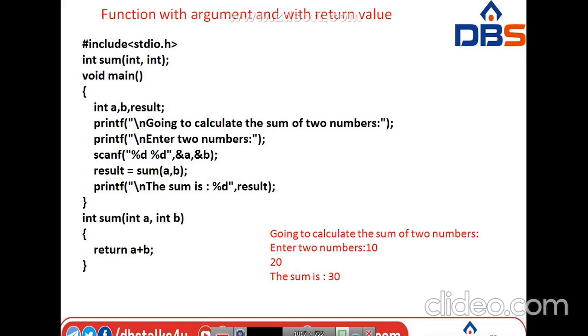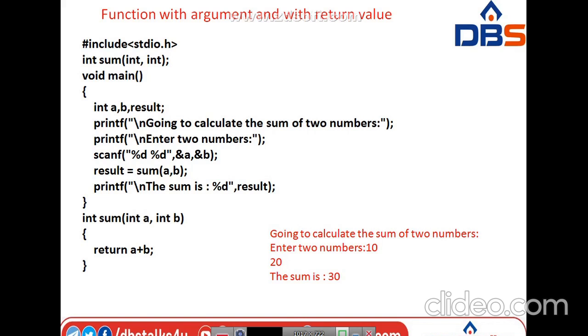Again, here result equal to sum of a comma b. It is a function call. So whenever a function call occurs, automatically the cursor will go and execute the function definition. What is the function definition? See, int sum int a comma int b. This is an example for function with argument, that's why int a comma int b, and with return value, that's why int sum.